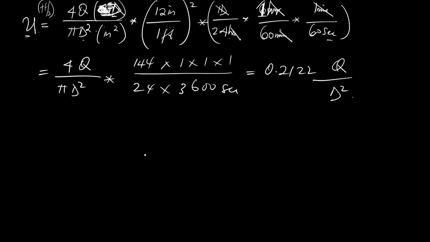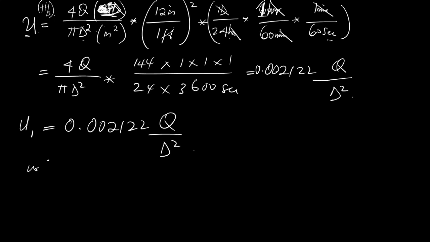Let me use the calculator to check. So 4 times 144 times 1 divided by 24 divided by 3600, then divide by pi is equal to, okay, I didn't get it, it's 0.002122. So the speed is now 0.002122 Q divided by d square.